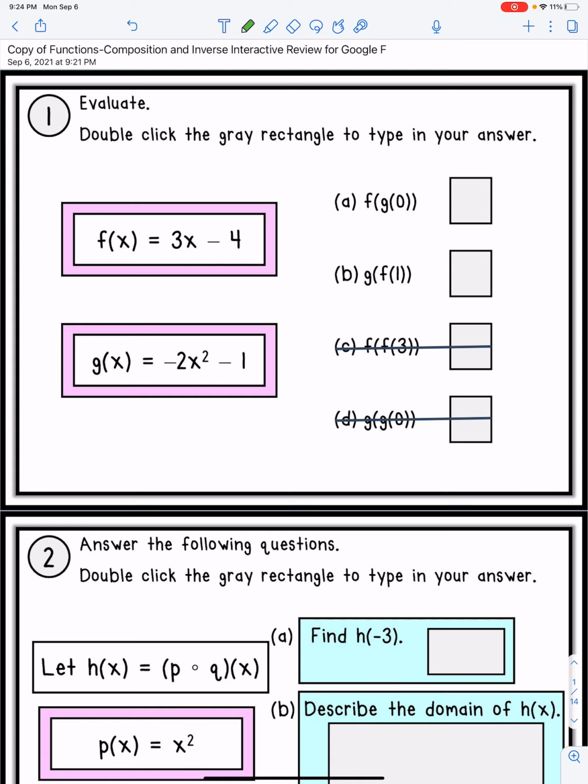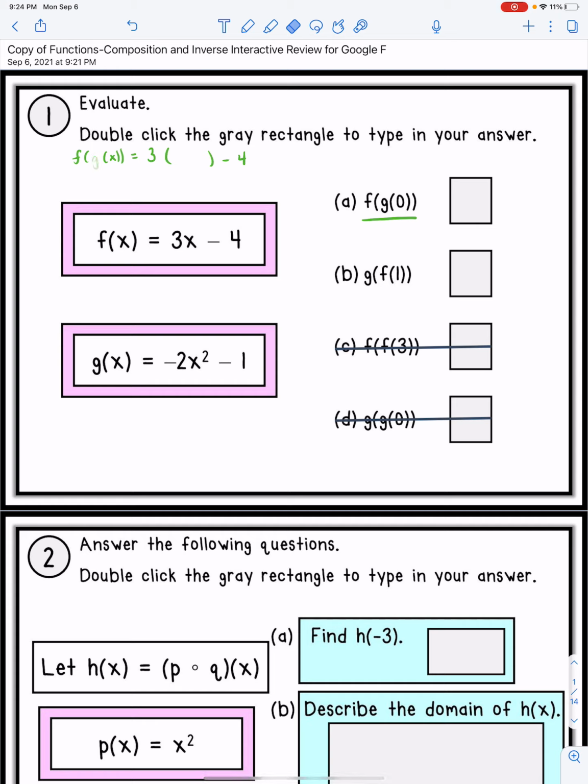So let's start with slide 1. So first of all, we are being asked to find f of g of 0. But I can't find f of g of 0 until I first know what f of g of x is. So if I take f of g of x, that means I'm going to start with the f function, 3, but where I see an x, I'm going to use parentheses, minus 4. And then the g of x becomes the input.